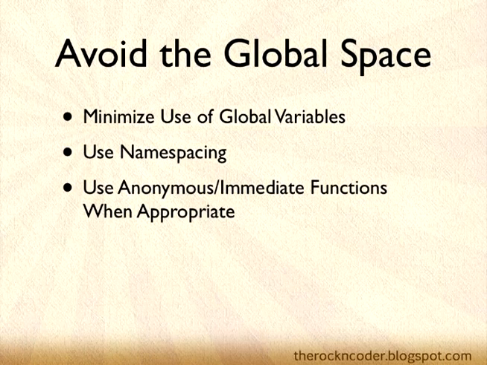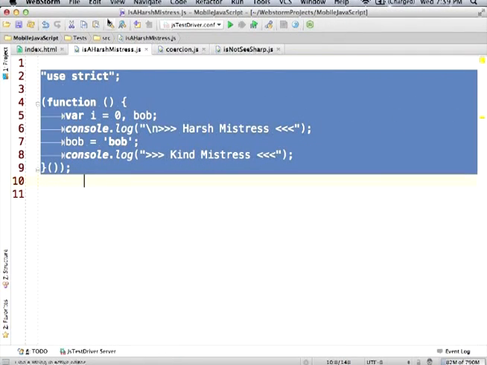Continuing on our best practices, we want to avoid the global space. The global space is any function or variable that is not defined inside of something else. So when you see a var x equals y or something like that, that's in the global space. If you see a function, print number, that's inside of the global space itself.